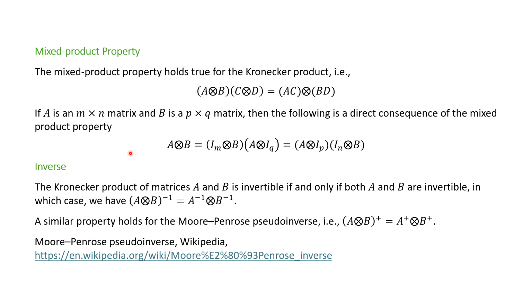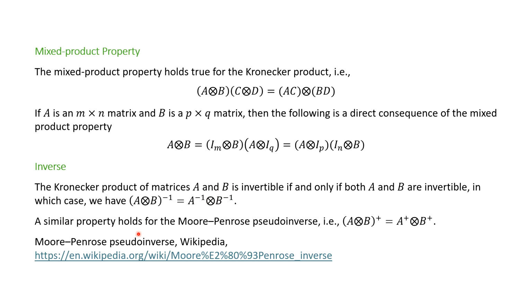Then we have some more. In terms of the inverse, the Kronecker product of matrices A and B is invertible if and only if A and B are invertible, in which case the inverse of A Kronecker B equals A inverse Kronecker B inverse.